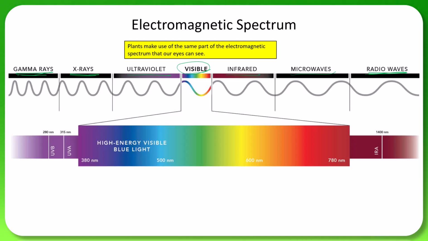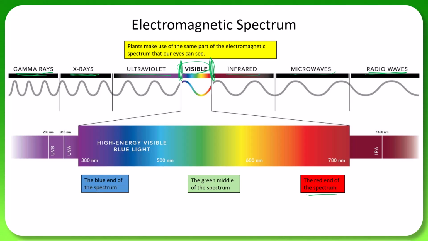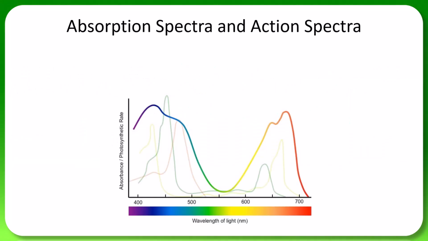So plants are going to specifically use this part of that electromagnetic spectrum, and plants will utilize everything from the red end of the spectrum through the green middle of the spectrum all the way to the violet or blue end of the spectrum. So plants will utilize this entire visible light spectrum to help facilitate photosynthesis in order to produce the glucose they need to survive.